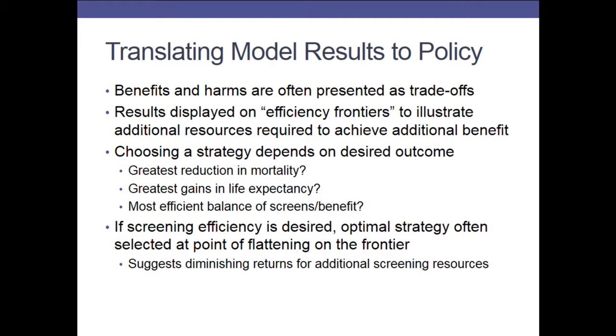Are you trying to achieve the greatest reduction in mortality, the greatest gains in life expectancy, or are you trying to achieve an efficient balance of screens and benefits? Usually policymakers are trying to achieve a more efficient balance. If that's what's desired, the optimal strategy is usually selected based on what point on your efficiency frontier you start to see flattening, because that suggests you're getting diminishing returns for additional screening resources. I'll show a couple examples of that here.